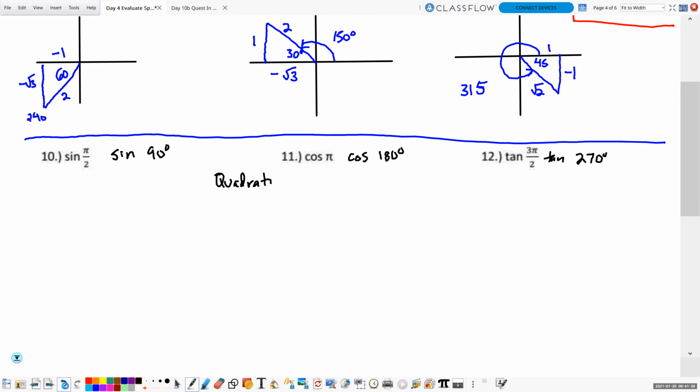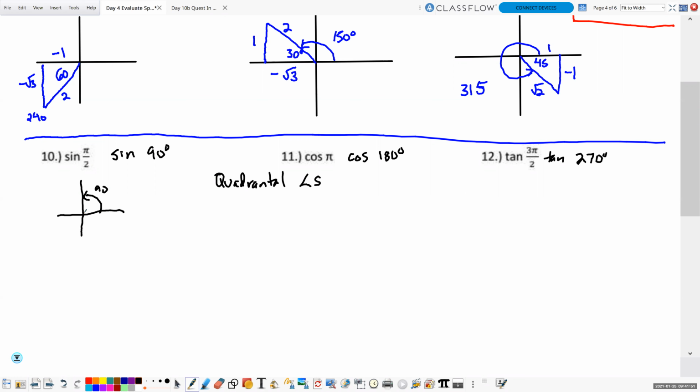I can't spell. Okay. Quadrantal angles fall on the quadrant line. So for example, sine of 90 degrees is just right here. Like this is 90 degrees. So I'm not going to draw a reference triangle.